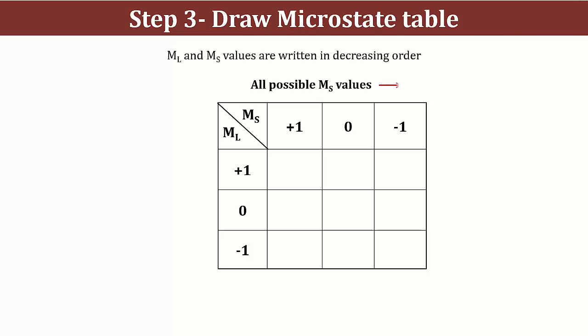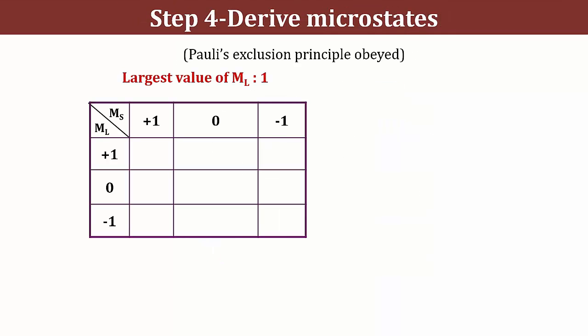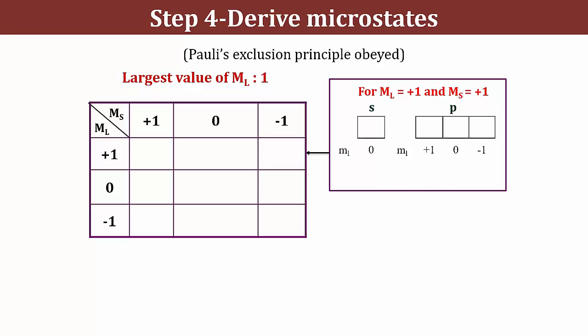The Ms values are written in decreasing order from left to right. The Ml values are written in decreasing order from top to bottom. Now we start deriving the microstates. While filling the electrons, Pauli's exclusion principle has to be obeyed. That is, we can fill a maximum of 2 electrons in an orbital, and these 2 electrons should have opposite spins. So we begin with the largest value of Ml, which is +1, and Ms +1.